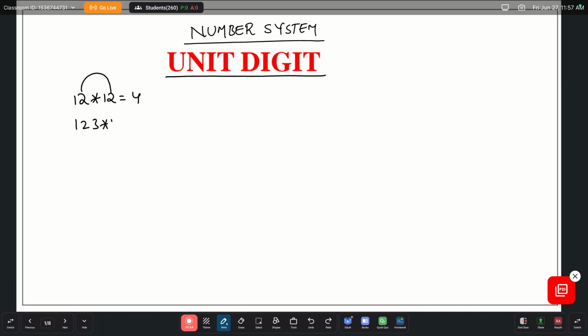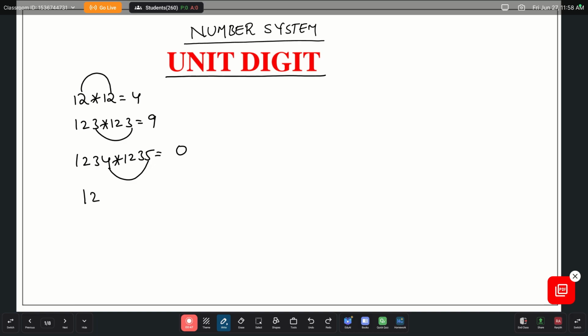123 into 123. So what is the units place? Again we need to multiply the units place. 3 3s are 9. 1234 into 1235. So what is the units place in the sense? Again we need to multiply the units place. 4 5s are 20. The unit digit will be equal to 0.